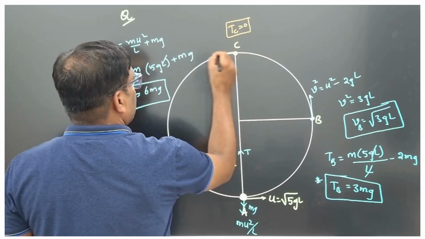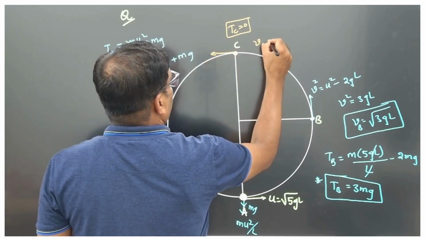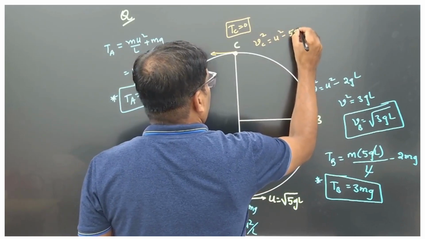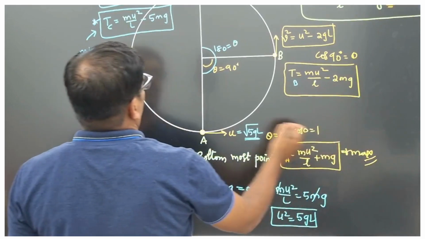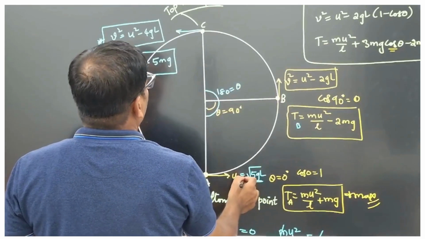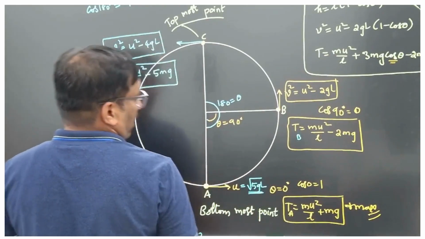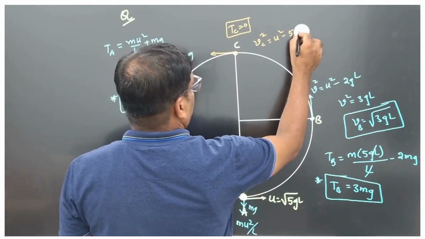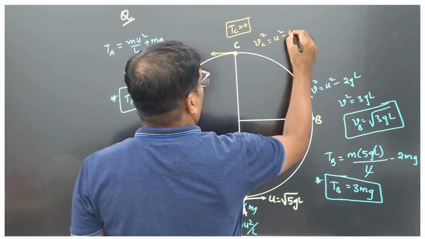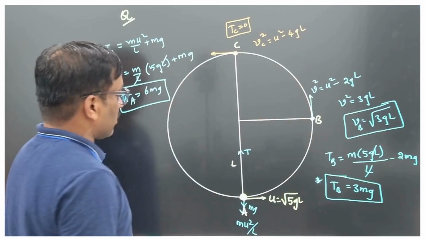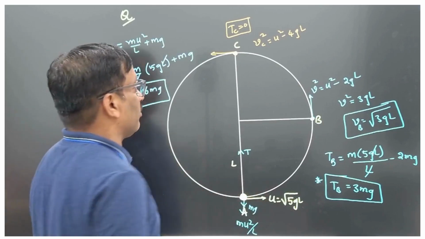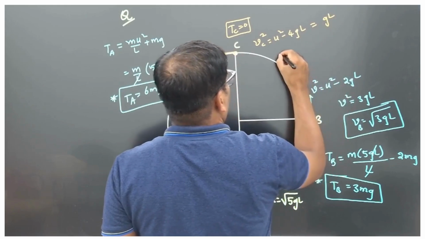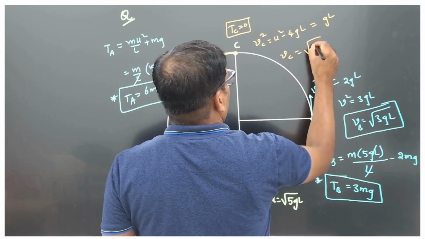What will be the velocity at C now? Velocity at C, we already got it. Velocity square is equal to U square minus 4GL, right? So now it will be 4GL. Substitute here the square root of 5GL. So therefore 5GL minus 4GL, that is GL. Velocity at C will be equal to square root of GL.